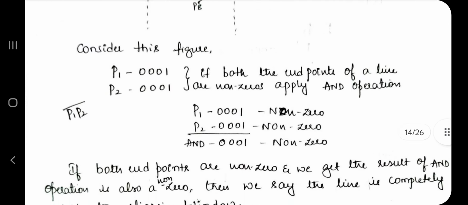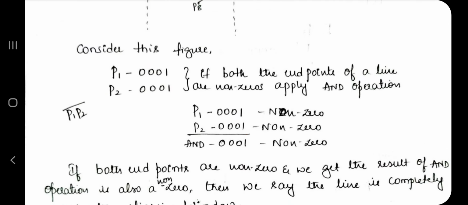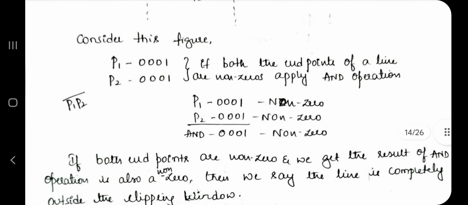After you have written the 2 codes, then you will be doing the AND operation. And if you get another the same code, that means it's an outside line. The whole line is outside. Basically, if this is non-zero and this is also non-zero, and if you get another answer as non-zero, that means the line is to be excluded, that is outside the plane.